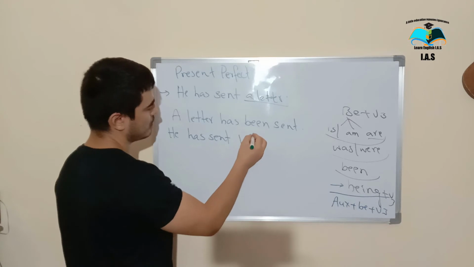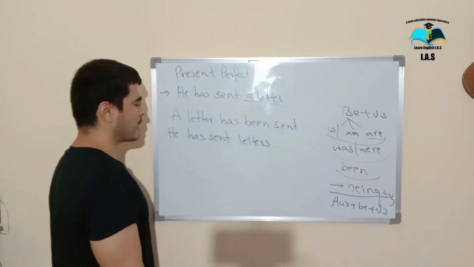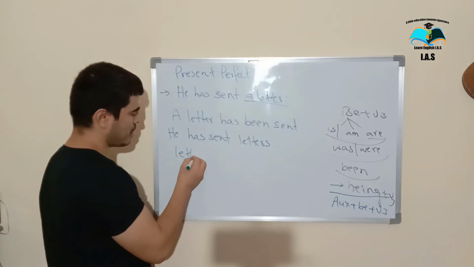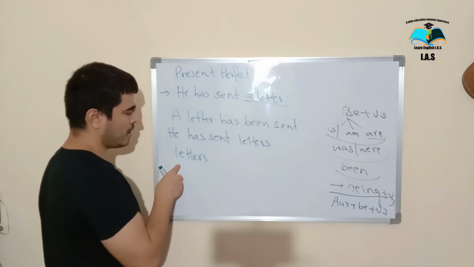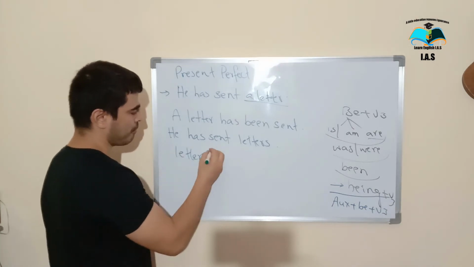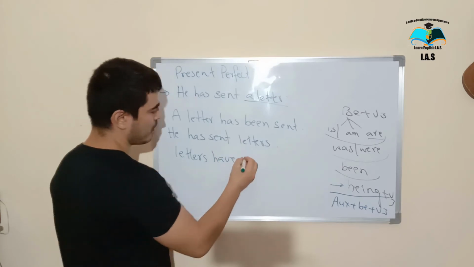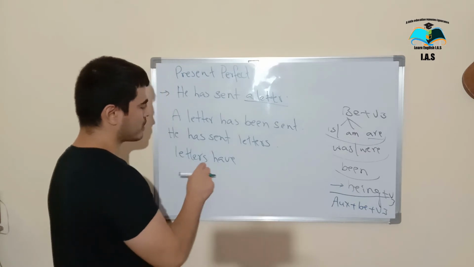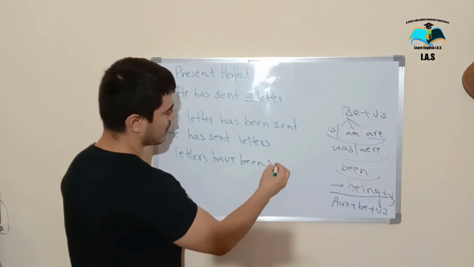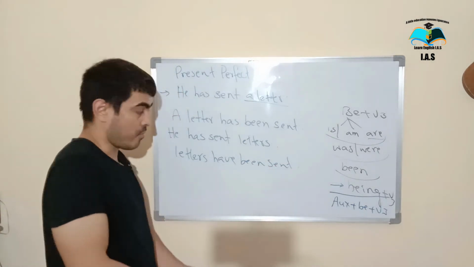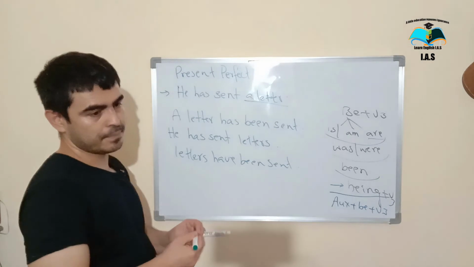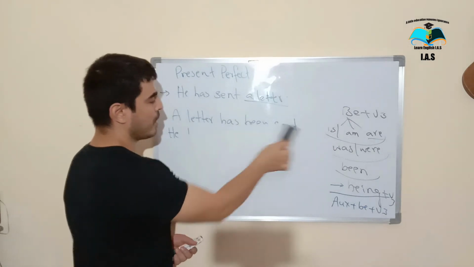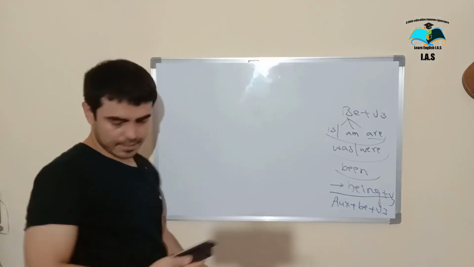Next example is he has sent letters. How can we change it into passive? Letters comes first. Letters, because it is plural, so I have to use have. Letters have been sent. By him, you can say, right? Letters have been sent by him. This is the way that you can change a present perfect tense to passive. Now let's talk about the past perfect.